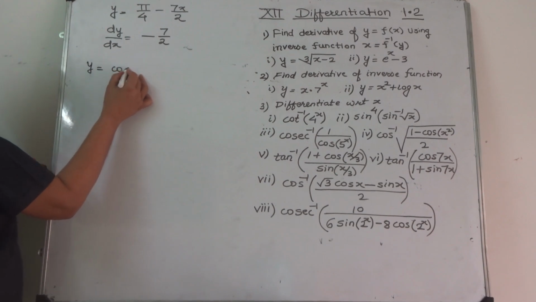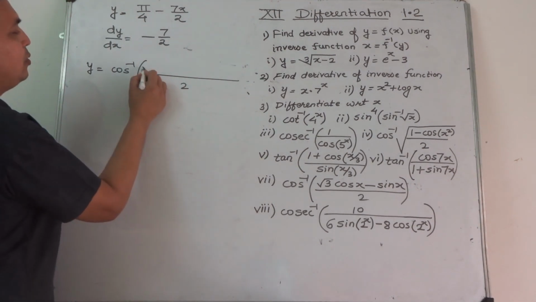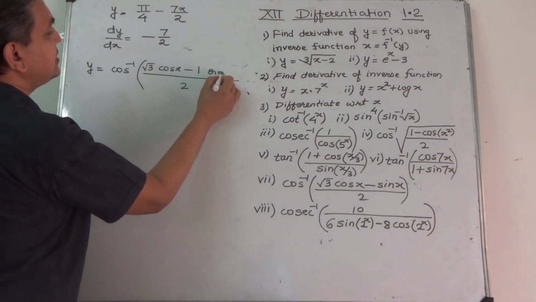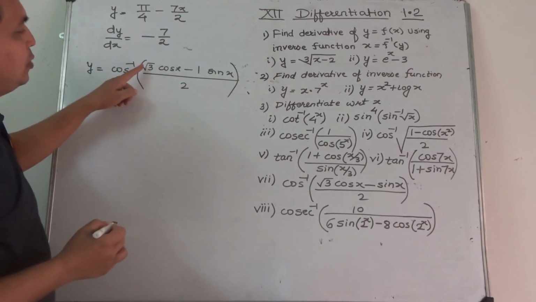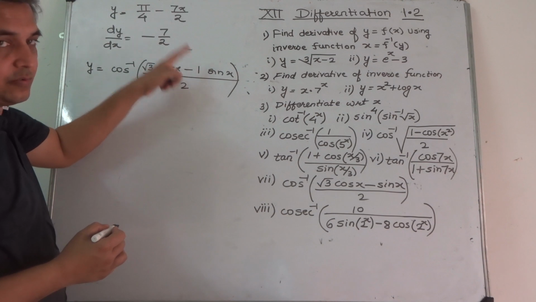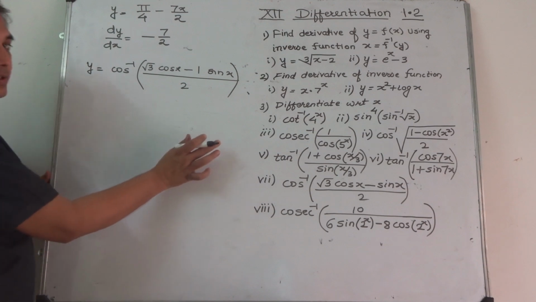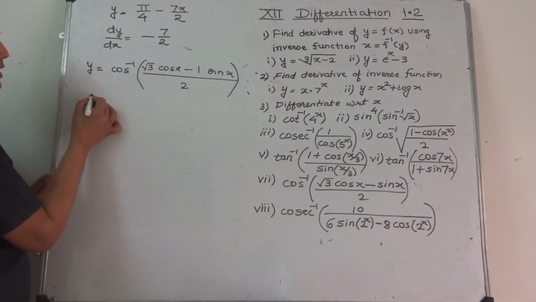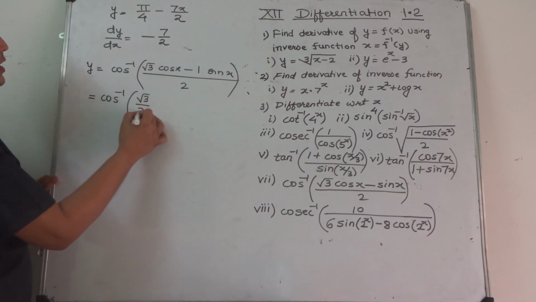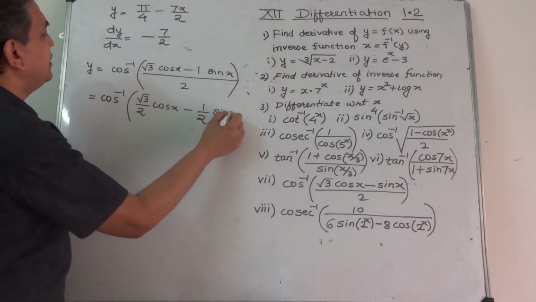y equal to cos inverse. Now see, denominator is 2. This is root 3 cos x minus sin x, we can write 1 sin x. Now can we see root 3 square plus 1 square? Root 3 square is 3, 1 square is 1, 3 plus 1 is 4, which is equal to 2 square. So the earlier formula which we had seen, we get it here. We can write this as cos inverse of root 3 upon 2 cos x minus 1 upon 2 sin x.